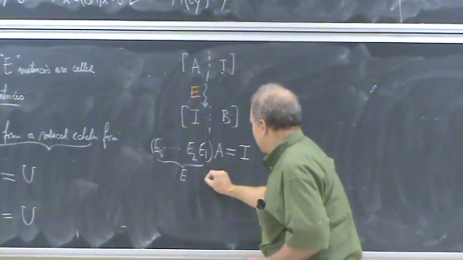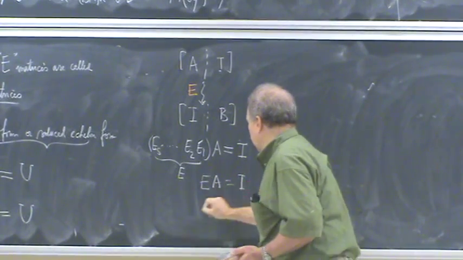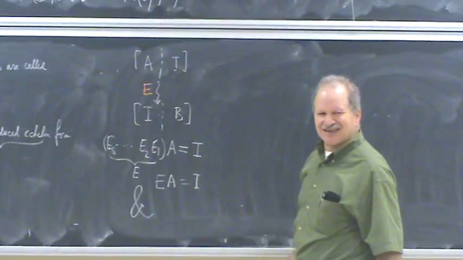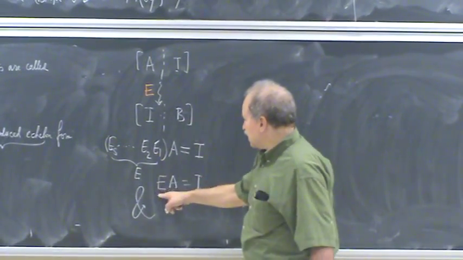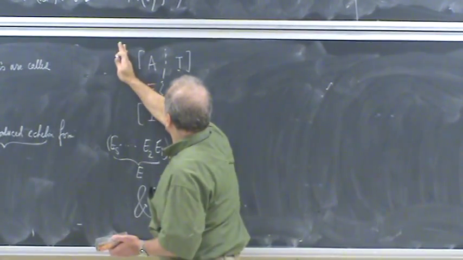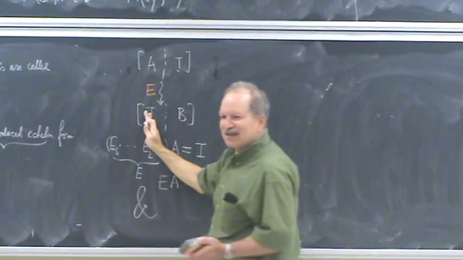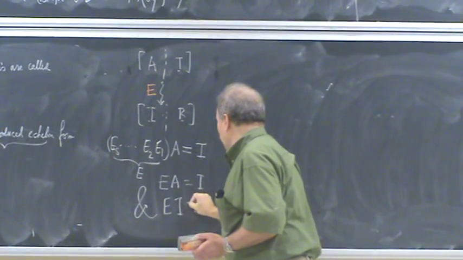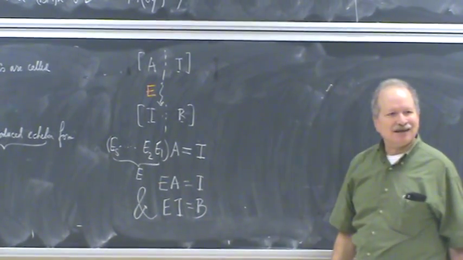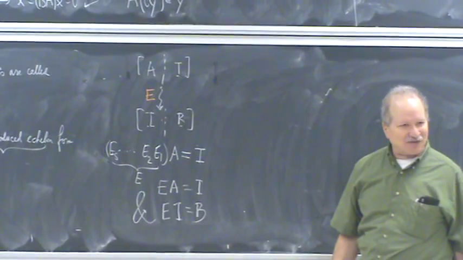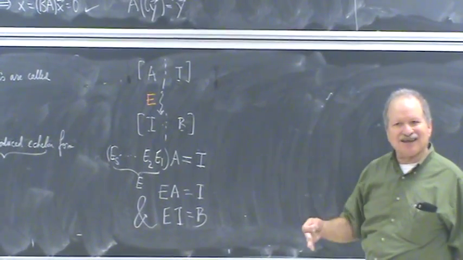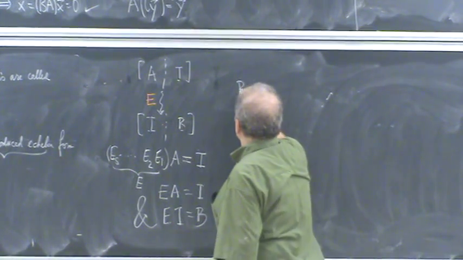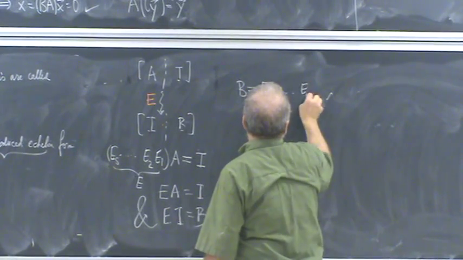So what does this equation say? Yes, it says E times A is I, but it also says, I'm multiplying by E on the whole thing, right? So it turns A into the identity I, and it turns I into B. In other words, what's B? It's the product of all the elementary operations that it took to turn A into the identity. That's the inverse, because you undid everything in A. So B is this product of elementary operations.